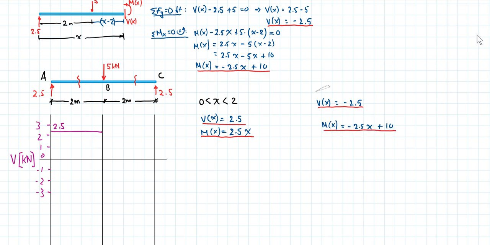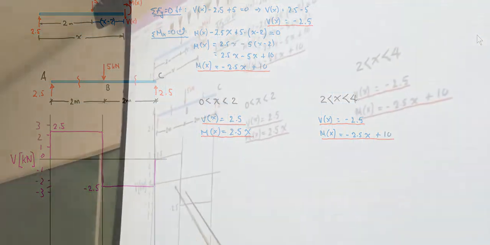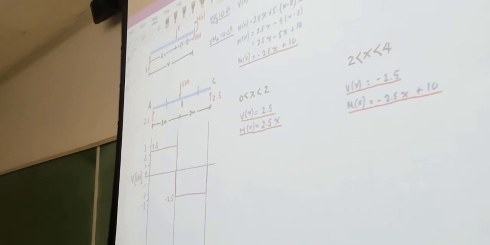So let's do the shear for the other part. This is for 2 less than x less than 4. So shear for any value between 2 and 4 is minus 2.5. So minus 2.5 will be something like over here. So you can draw these lines here if you want to make it nicer. And that's the shear diagram for these two equations. All right. Now, moment.